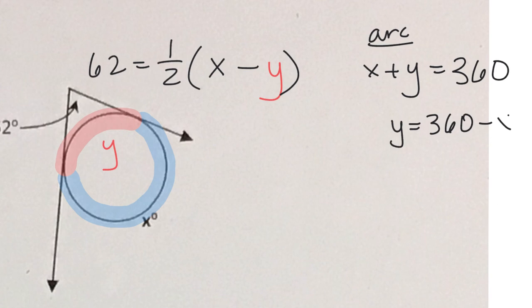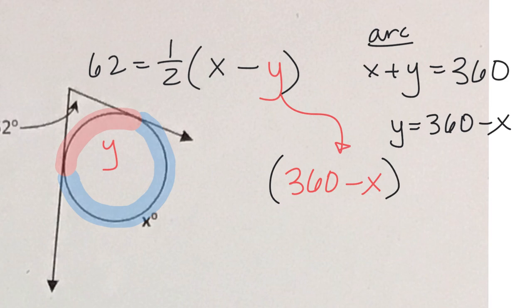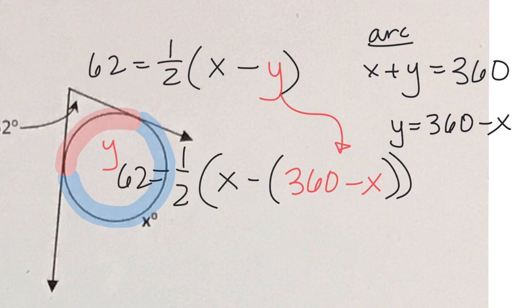x + y equals 360, so y equals 360 minus x. So we're going to put that into our equation. That gets replaced right here, and everything else stays the same. So there's a minus and then an x, and then we still have the 1/2 equals 62. Okay, and now we do our algebra.